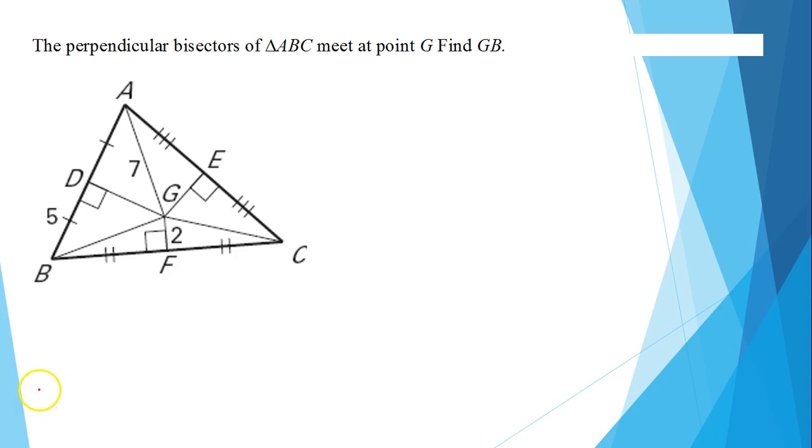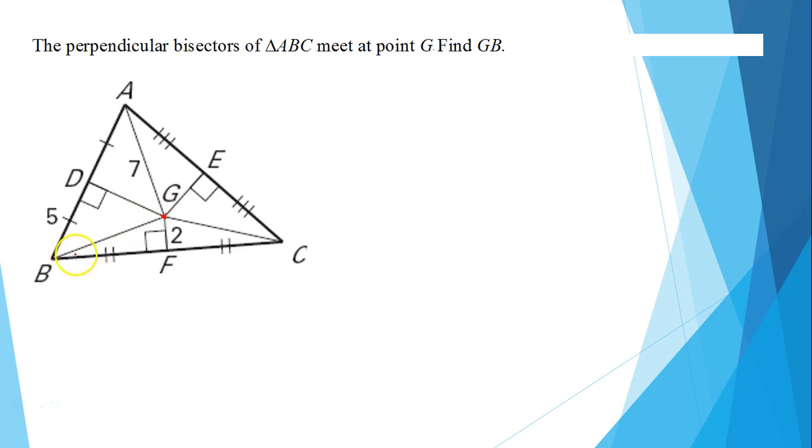Another thing in section 5.2 is this right here. We learned about circumcenters. The perpendicular bisectors of a triangle will intersect at the circumcenter, which is G here. So in this one, we're asked: the perpendicular bisectors of triangle ABC meet at point G. Find GB.